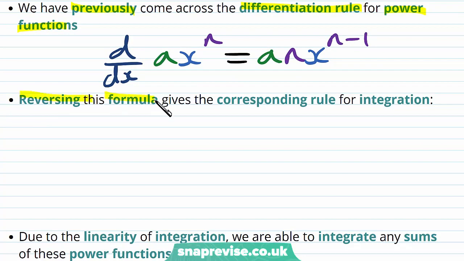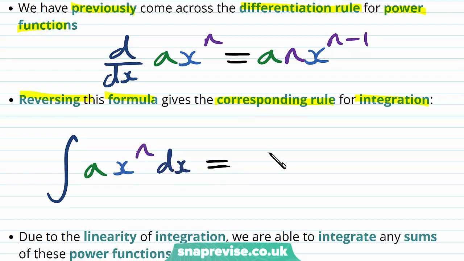Reversing this formula gives the corresponding rule for integration. When we integrate ax to the power of n with respect to x, we have the a, and then we instead divide by n plus 1, and then we add 1 to the power to give us x to the power of n plus 1.